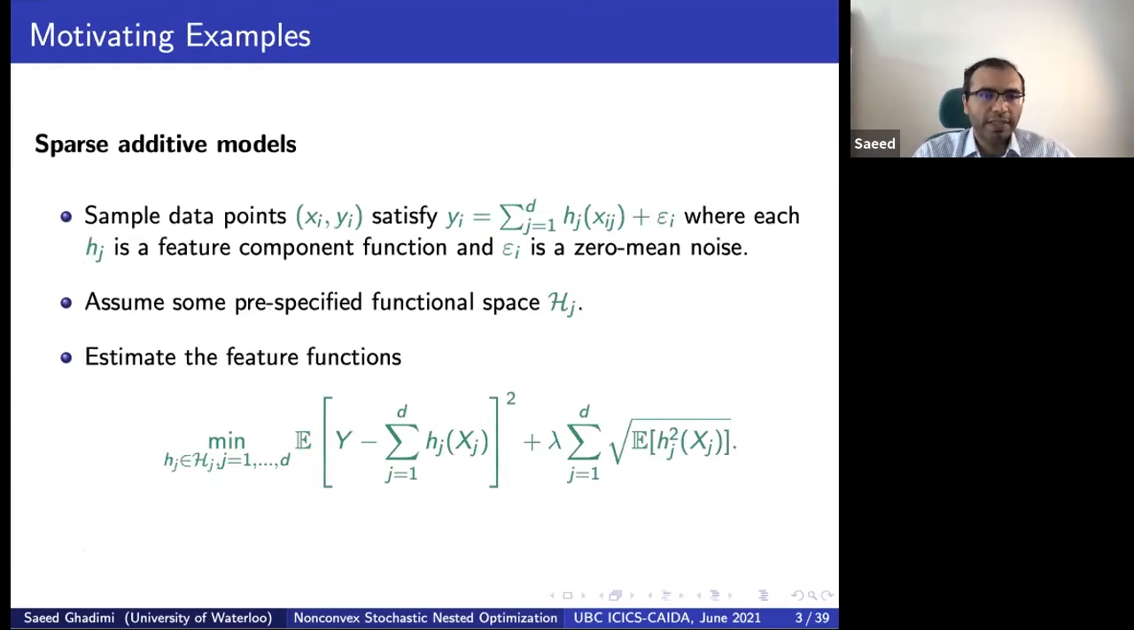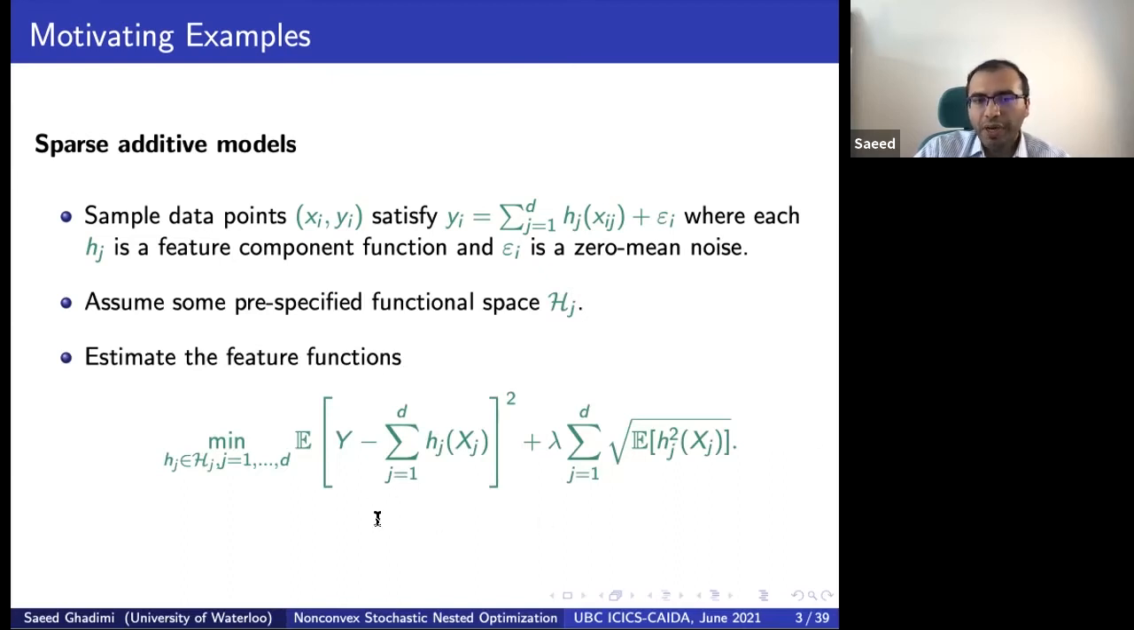So the first one is sparse additive models. We have sample data points xi and yi, and we assume that yi is given as a summation of some feature functions plus some noise. Assuming that you have some pre-specified functional space for each feature function hj, the goal is to estimate the feature functions by minimizing this objective function.